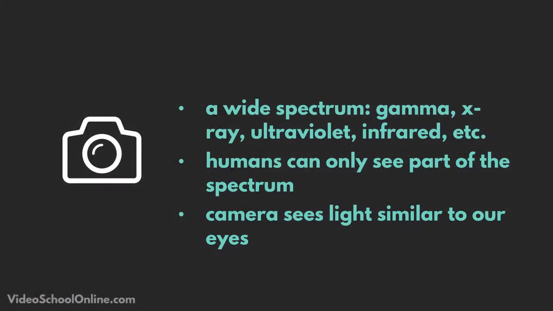So first off, what is light? Light is part of a larger spectrum of wavelengths, going from gamma waves to radio waves. And the light that we see is really in a very small part of the spectrum, the light spectrum. And this is ultimately what the camera is able to see.